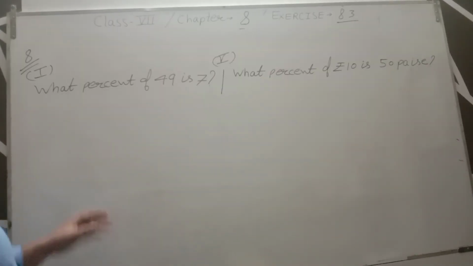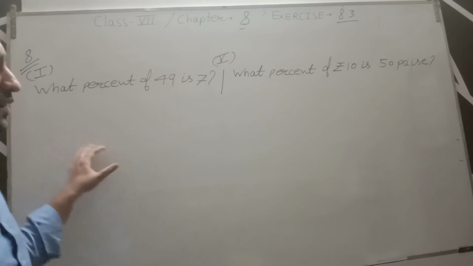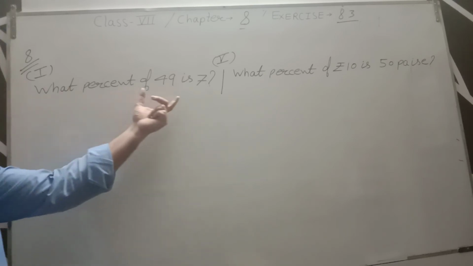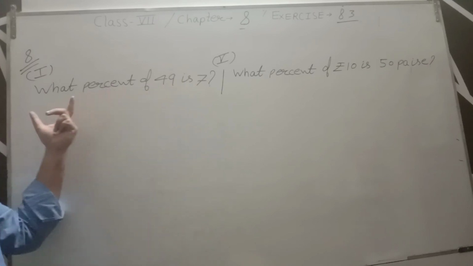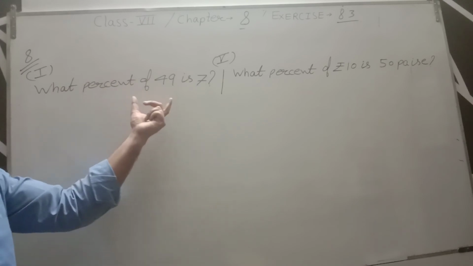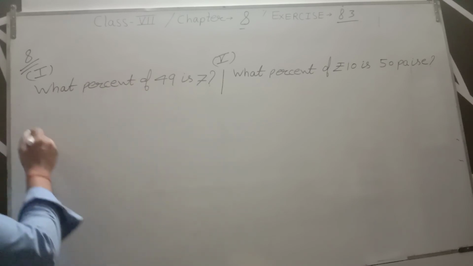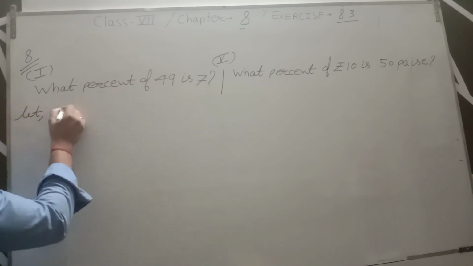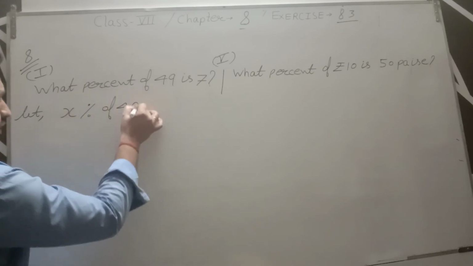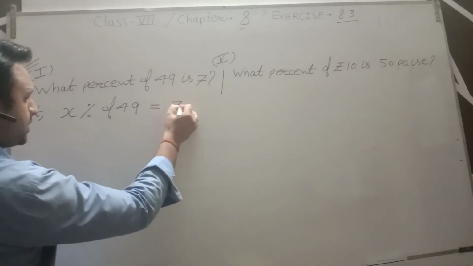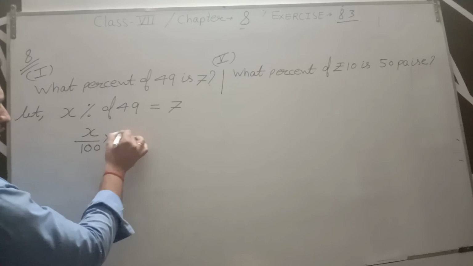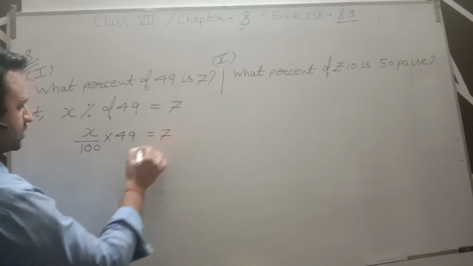Okay students, now we discuss question number 8. In question number 8 it is given: what percent of 49 is 7. That means we have to find what percent of 49 will be equal to 7. So we suppose, let x% of 49 is 7. It means x/100 multiplied by 49 is equal to 7.